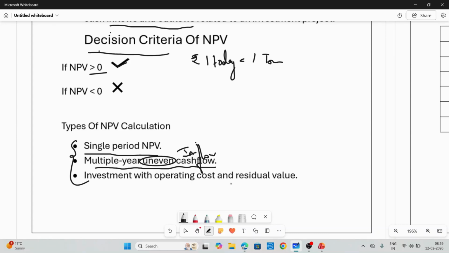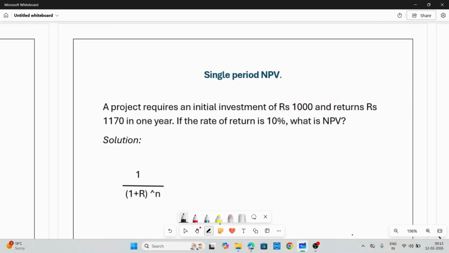Investment with operating cost and residual value. So in these problems you'll add 2 extra points, which are operating cost and residual value. Residual value is nothing but scrap value. So now let's move with the problems.